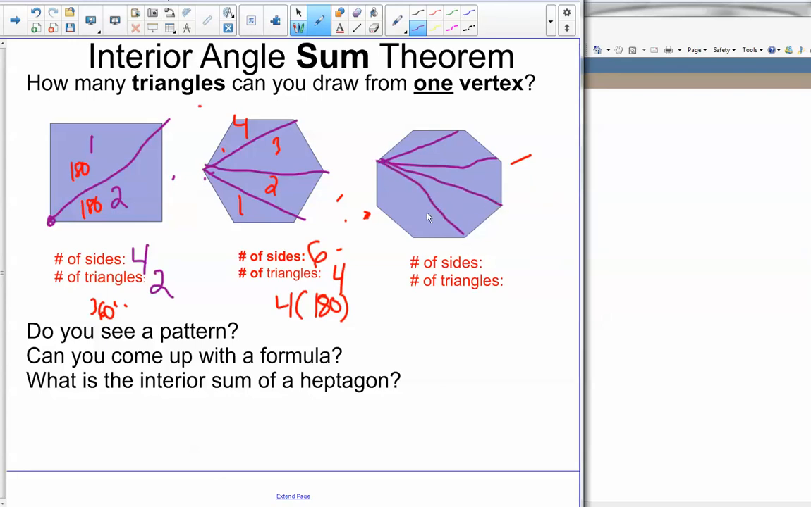3, 4, 5 diagonals. 1, 2, 3, 4, 5, 6 triangles. So I got 8 sides, a nice little octagon, and 6 triangles. 6 times 180 will give me my interior sum of these things. Okay, heptagon is 7 sides. So we need to come up with the formula.